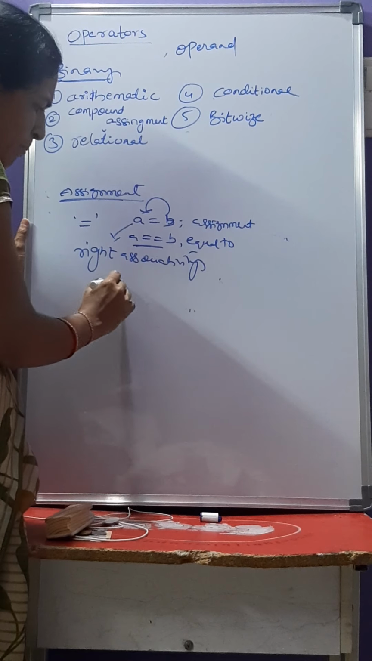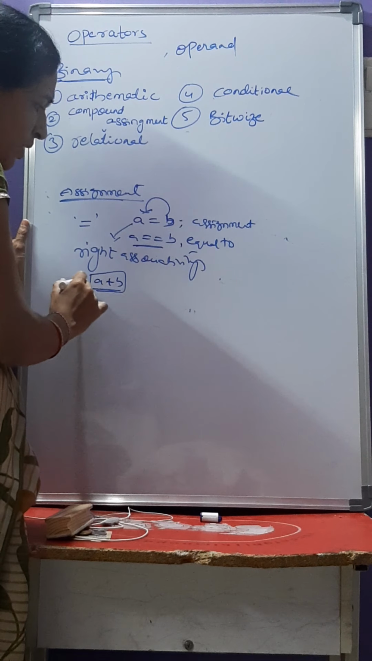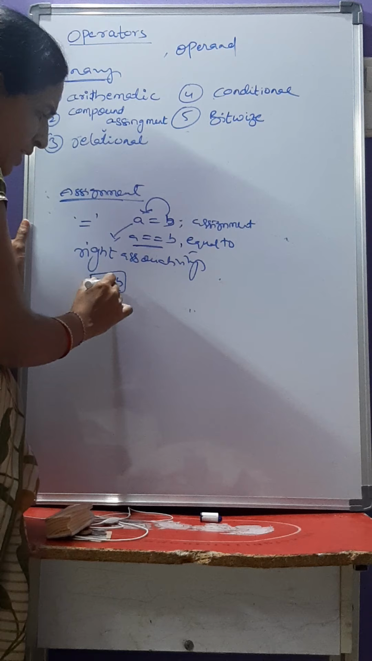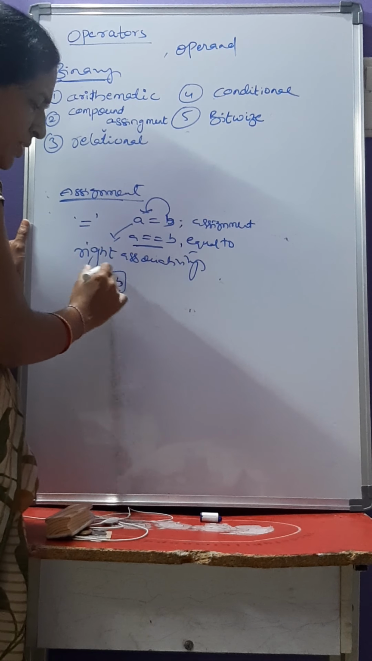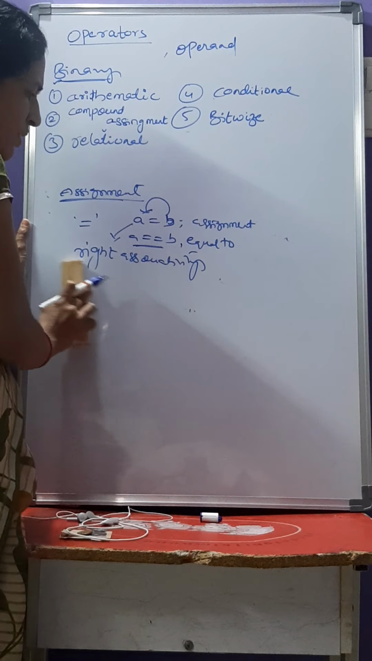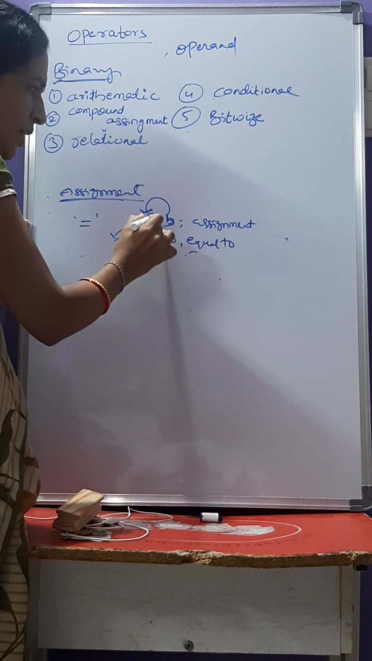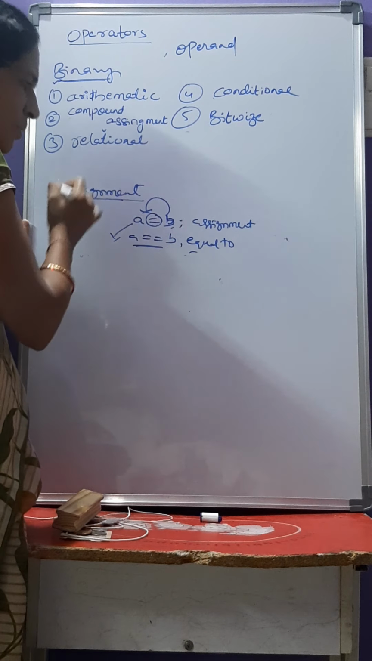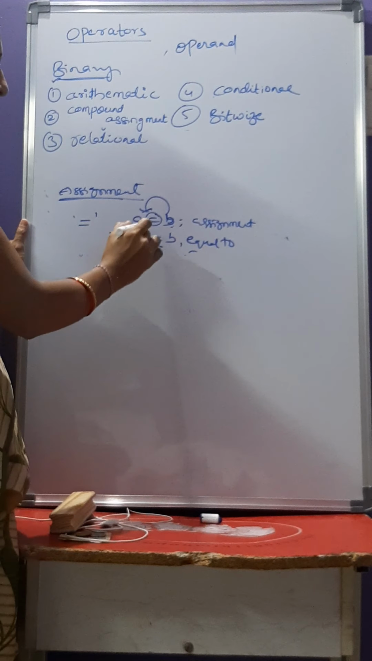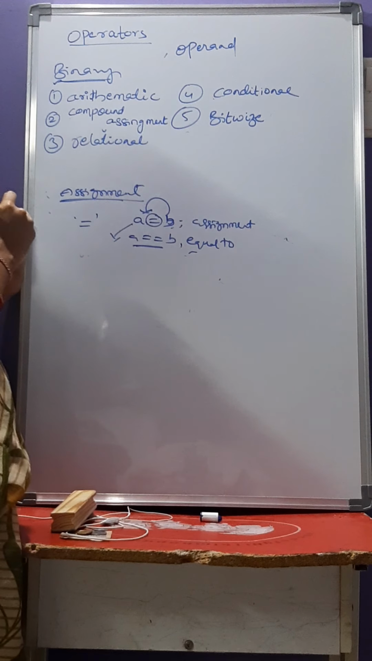Suppose you take A plus B. In that case, this is left associativity. A is added with B. This is what left associativity is. So that means in the assignment operator, the right side of the operator is assigned to the left. That's why the associativity of the assignment operator is right associativity.